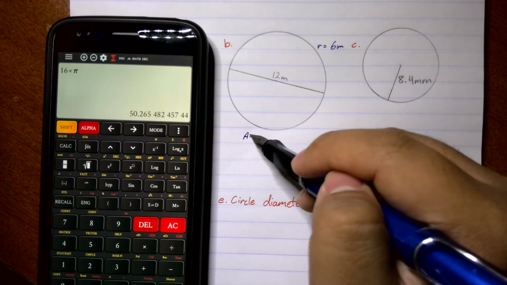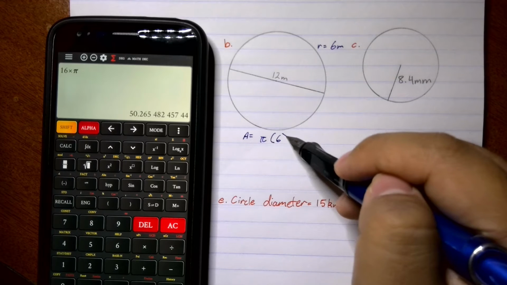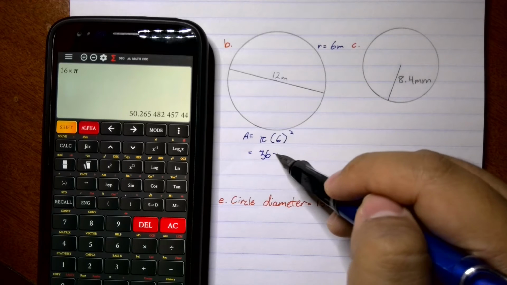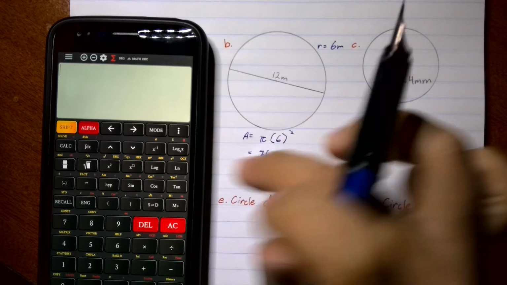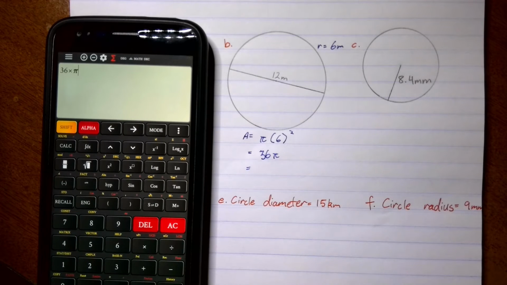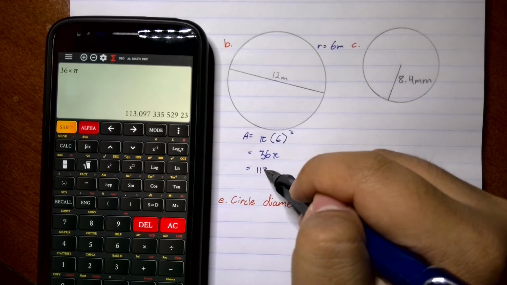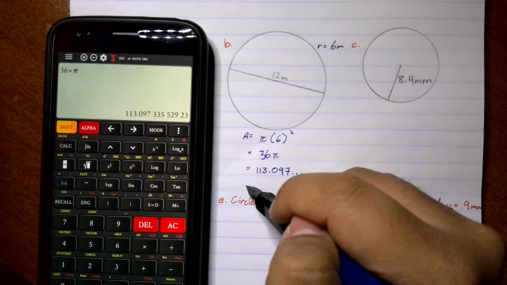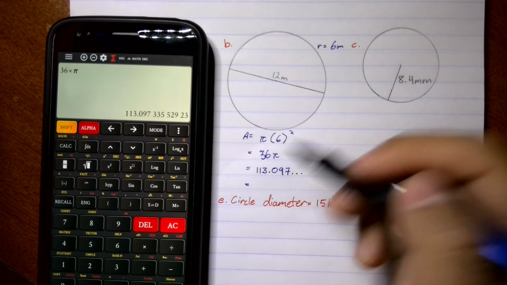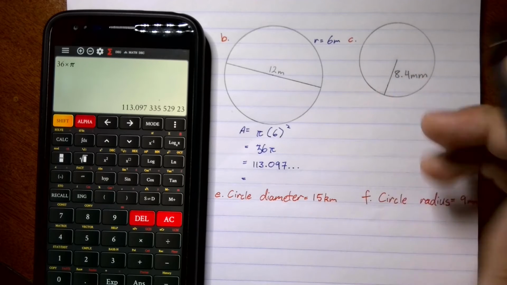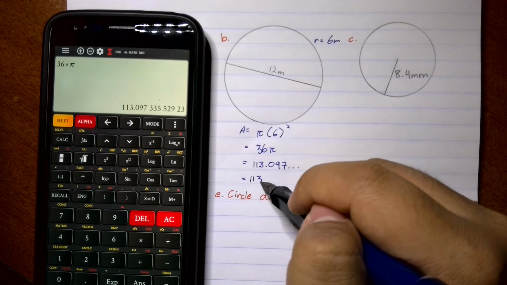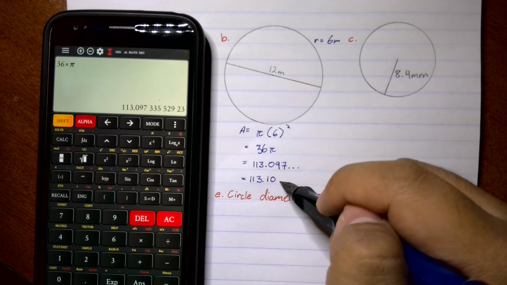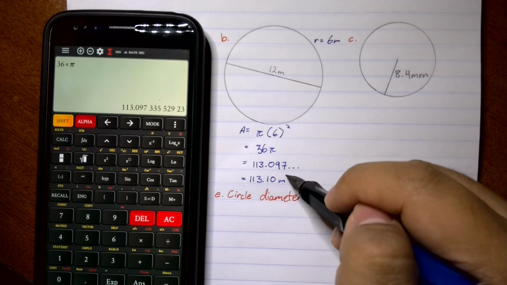Let's use that value. A equals pi times 6 squared, which gives me 6 times 6 is 36 pi. Using that value, 36 times pi gives me 113.097 and so on. Rounding it off to 2 decimal places, or however many decimal places you like to choose, I always pick 2, 113.10 meters squared.